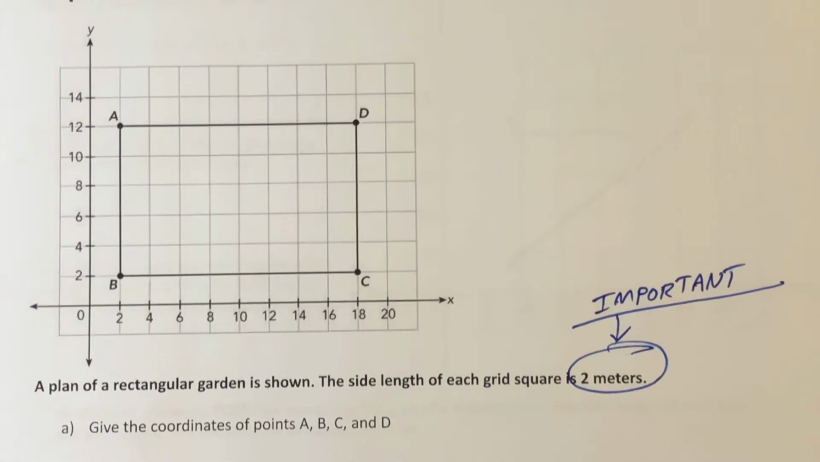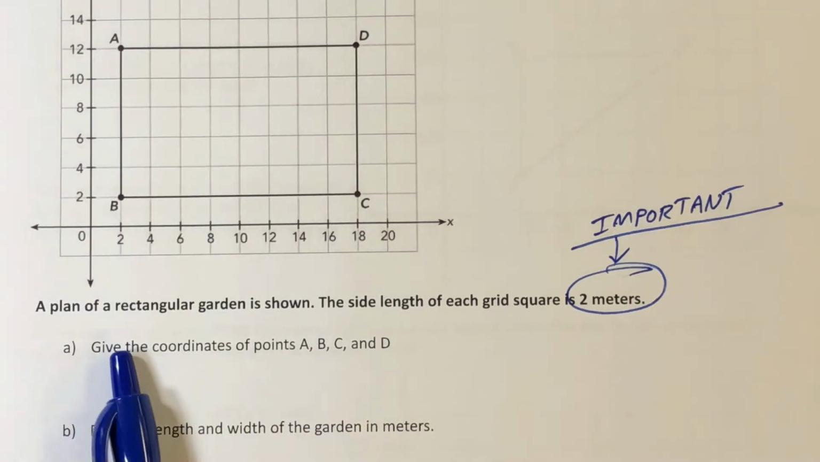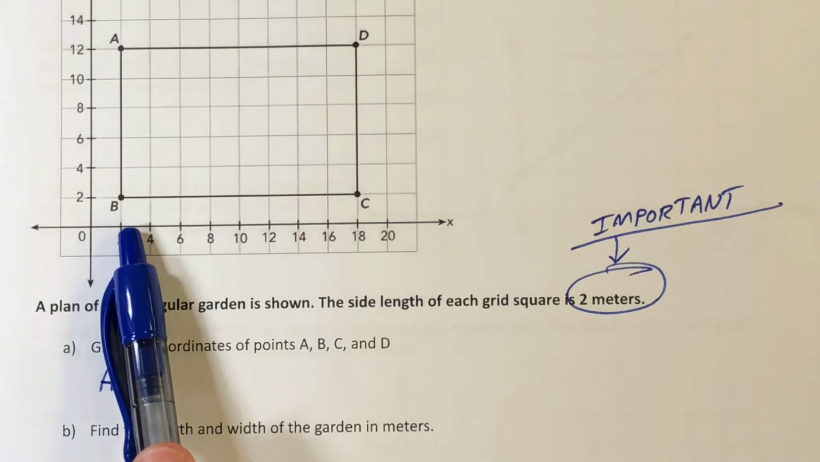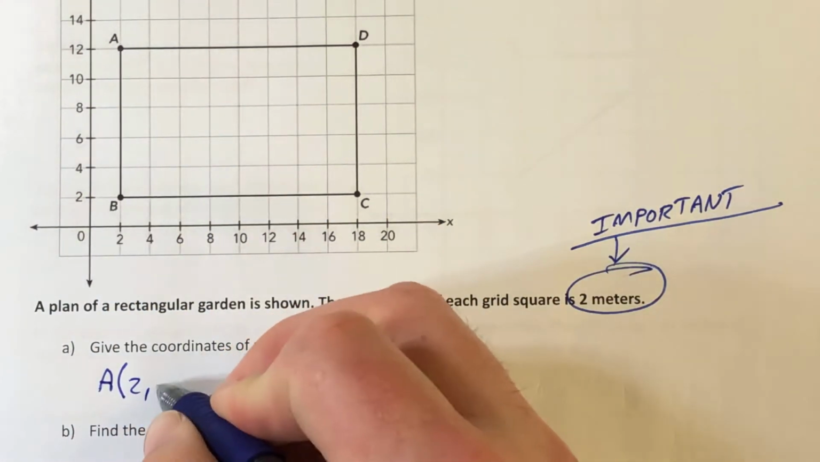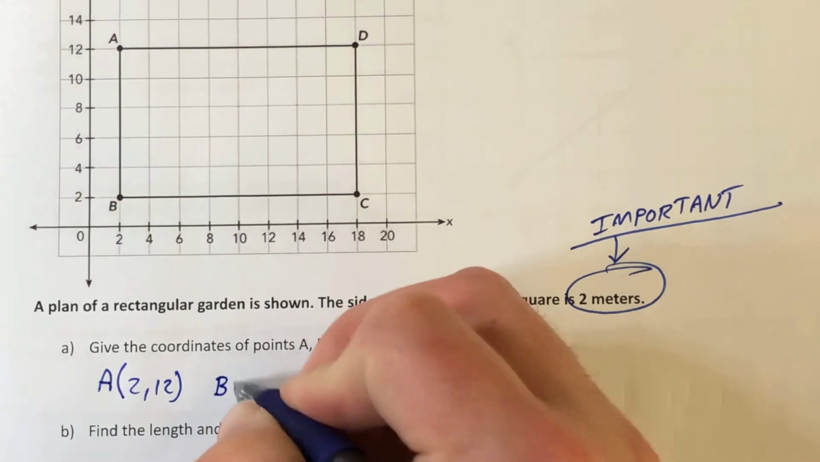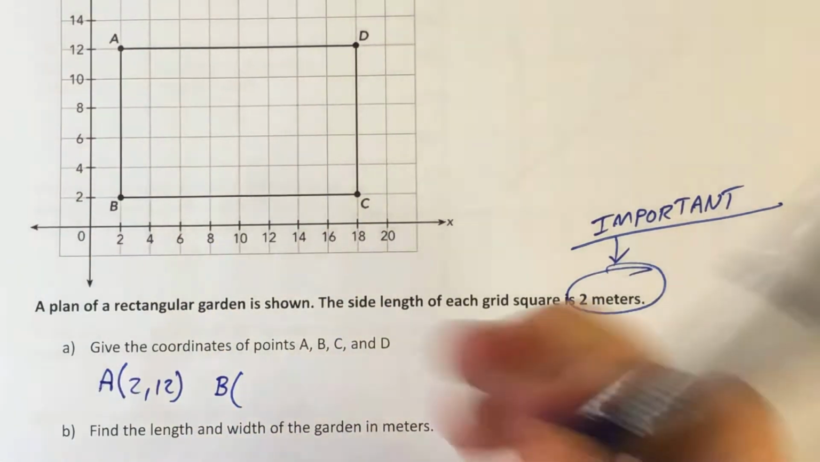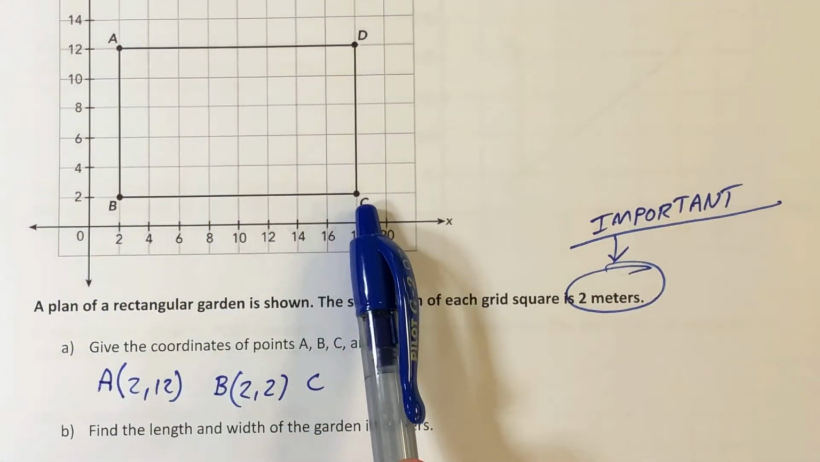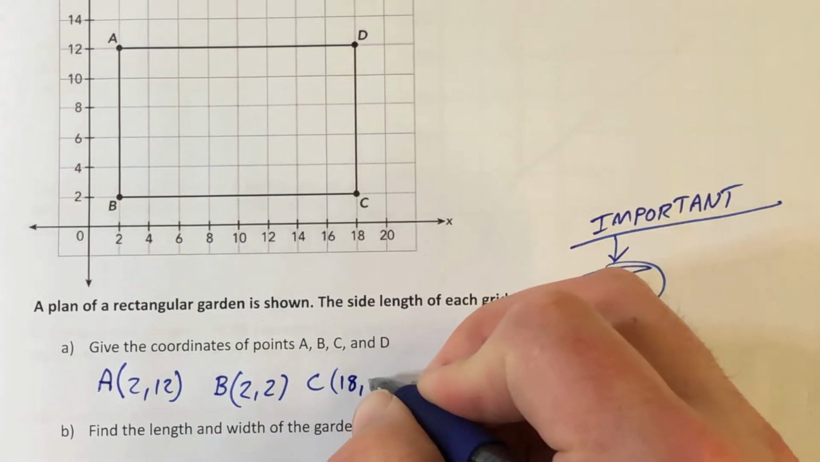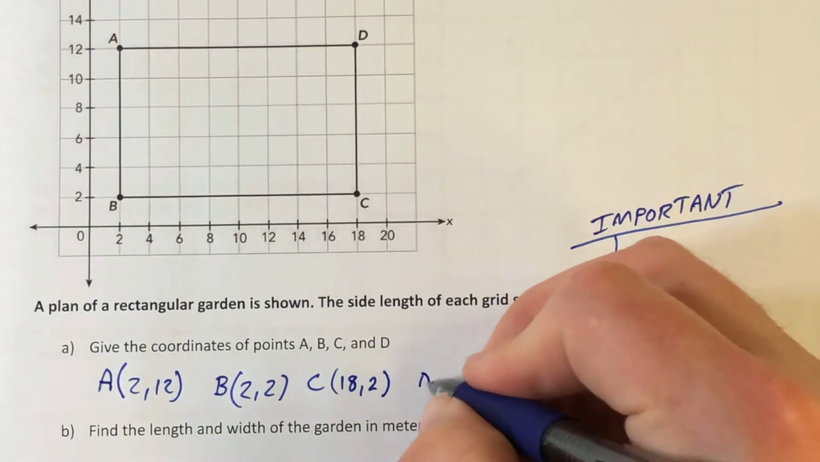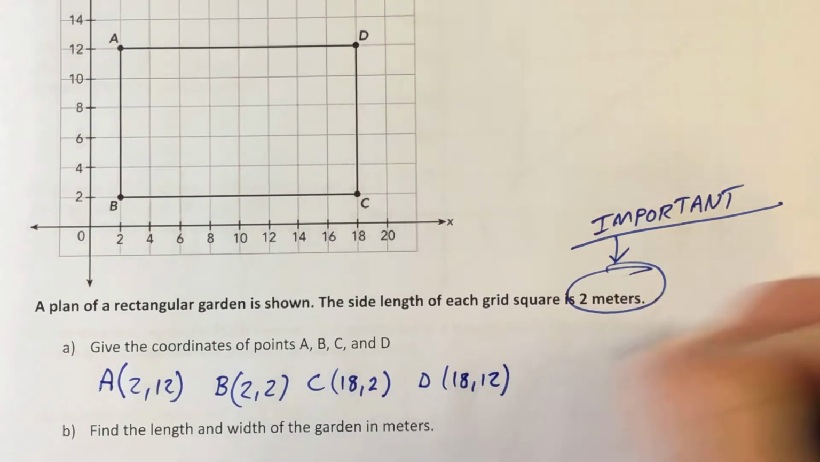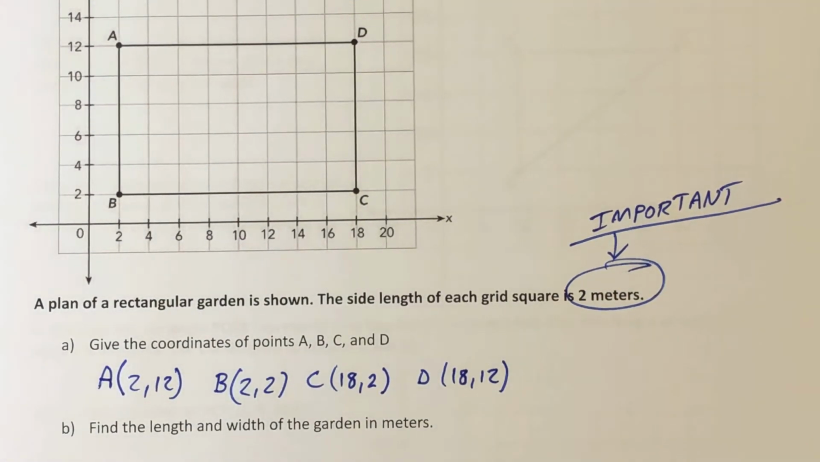Okay, first question about our garden. We're going to simply give the coordinates of points A, B, C, and D. So, A is right to 2, up to 12. So, 2, 12. Next one, B. Right to 2, up to 2. So 2, 2. C. Right to 18, up to 2. And D. Right to 18, up to 12. So just extra practice in plotting and finding coordinates.